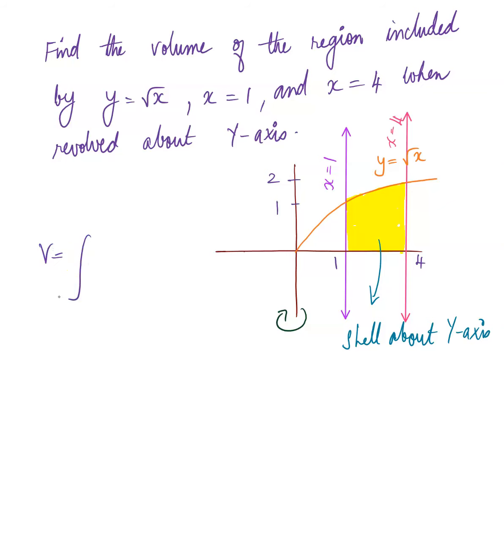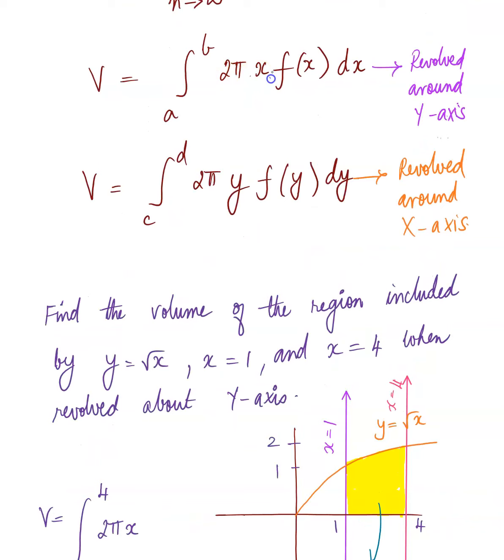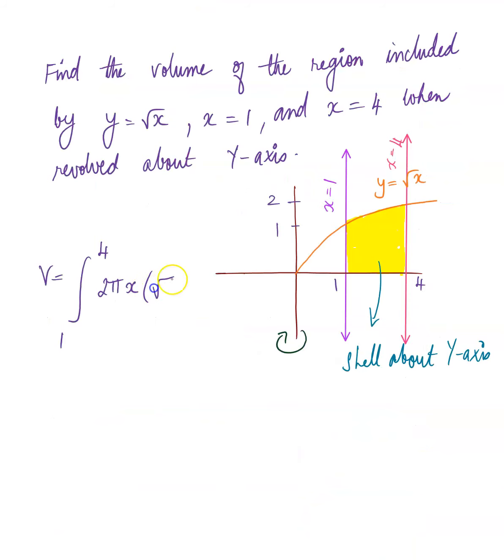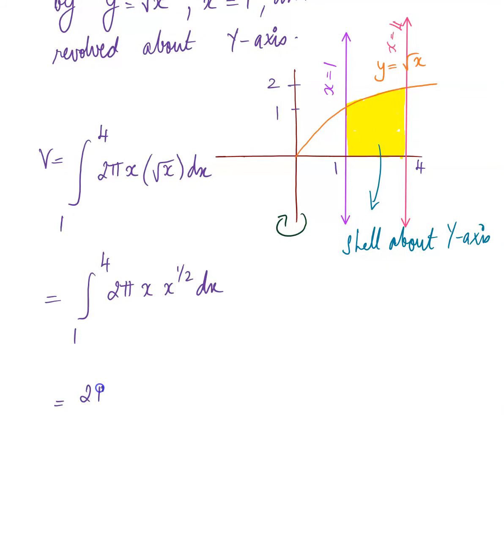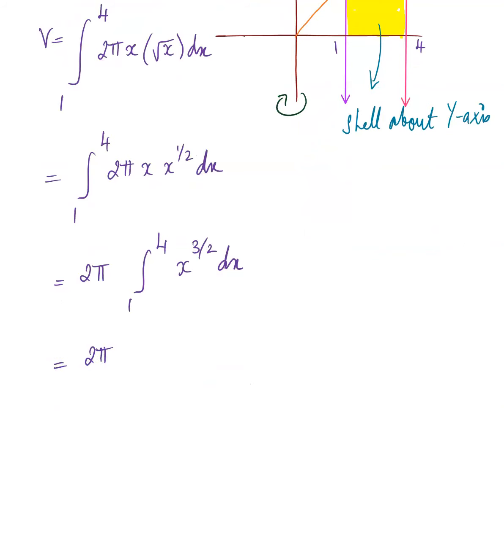Alright, so when it's about the y-axis, we do it with respect to x in this case, so it's going to go from 1 to 4. 2 pi x, this part of the formula, I'll take you back here quickly, 2 pi x is part of the formula, f of x is where you substitute for the function. So the function is square root of x dx, as simple as that. 2 pi, you know this is x times x power half dx, I'll bring the 2 pi out, 1 plus half, so that's x power 3 over 2 dx. And then it'll be x power 5 over 2, because 3 over 2 plus 1.